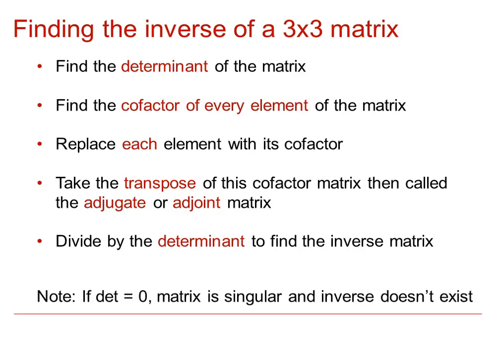Finding the inverse of a 3x3 matrix. This is quite an involved process, and it's well worth practicing this by hand several times. The order of events is, first, to find the determinant of the matrix, then find all the cofactors, one for each of the elements of the matrix, replace each element with its own cofactor, and take the transpose of this cofactor matrix. This produces a matrix which is called the adjugate or the adjoint matrix. Divide this new matrix by the original determinant, and this will give you the inverse matrix.